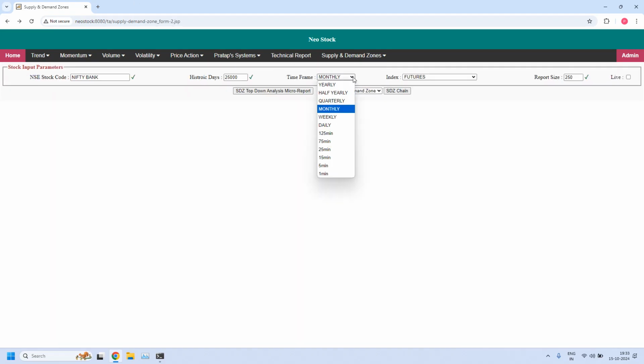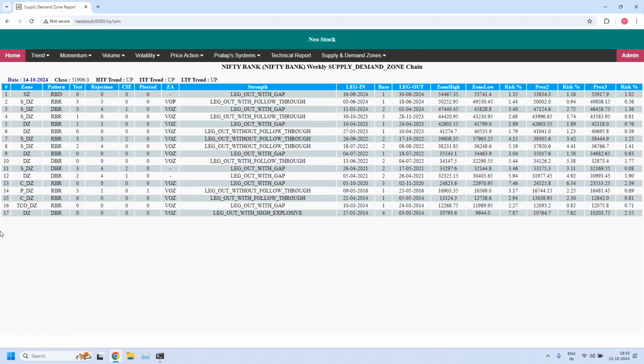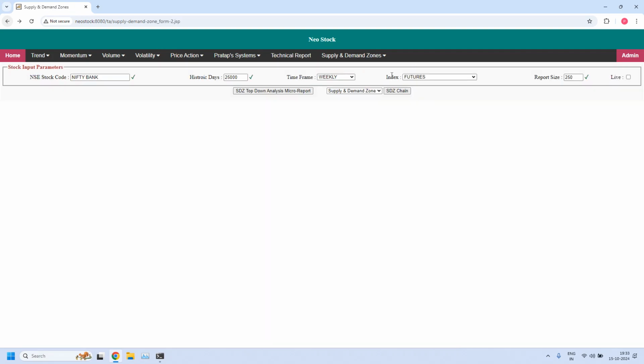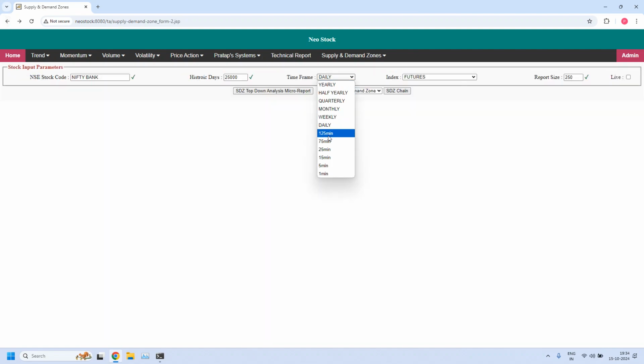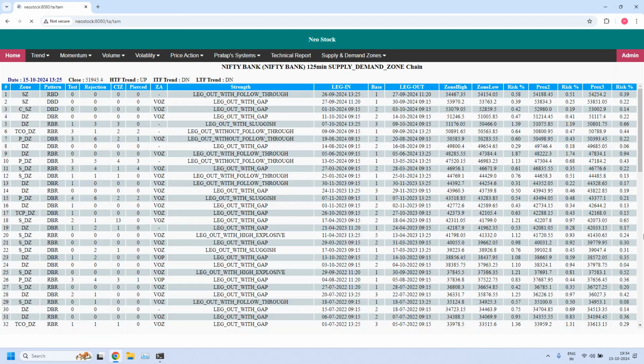Okay, next time frame is weekly, generating weekly supply demand zone chain for Bank Nifty. Next time frame is daily, generating daily supply demand zone chain for Bank Nifty. Next time frame is 125 minutes, generating 125 minute supply demand zone chain for Bank Nifty.